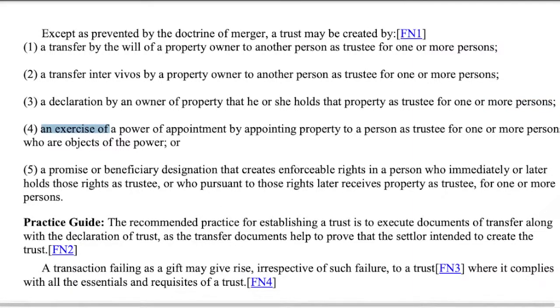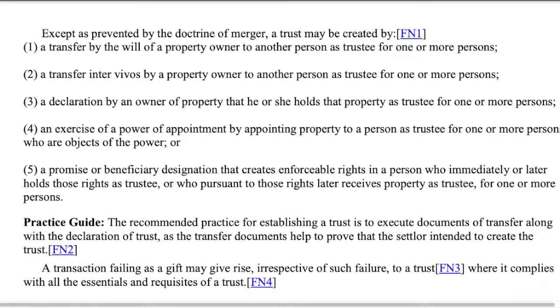An exercise. Now, hang on. Do these one or more persons need consent? We'll look into that. An exercise of, all right, this is number 4. This is a fourth way we can create a trust. Because remember, we're talking about creation here.